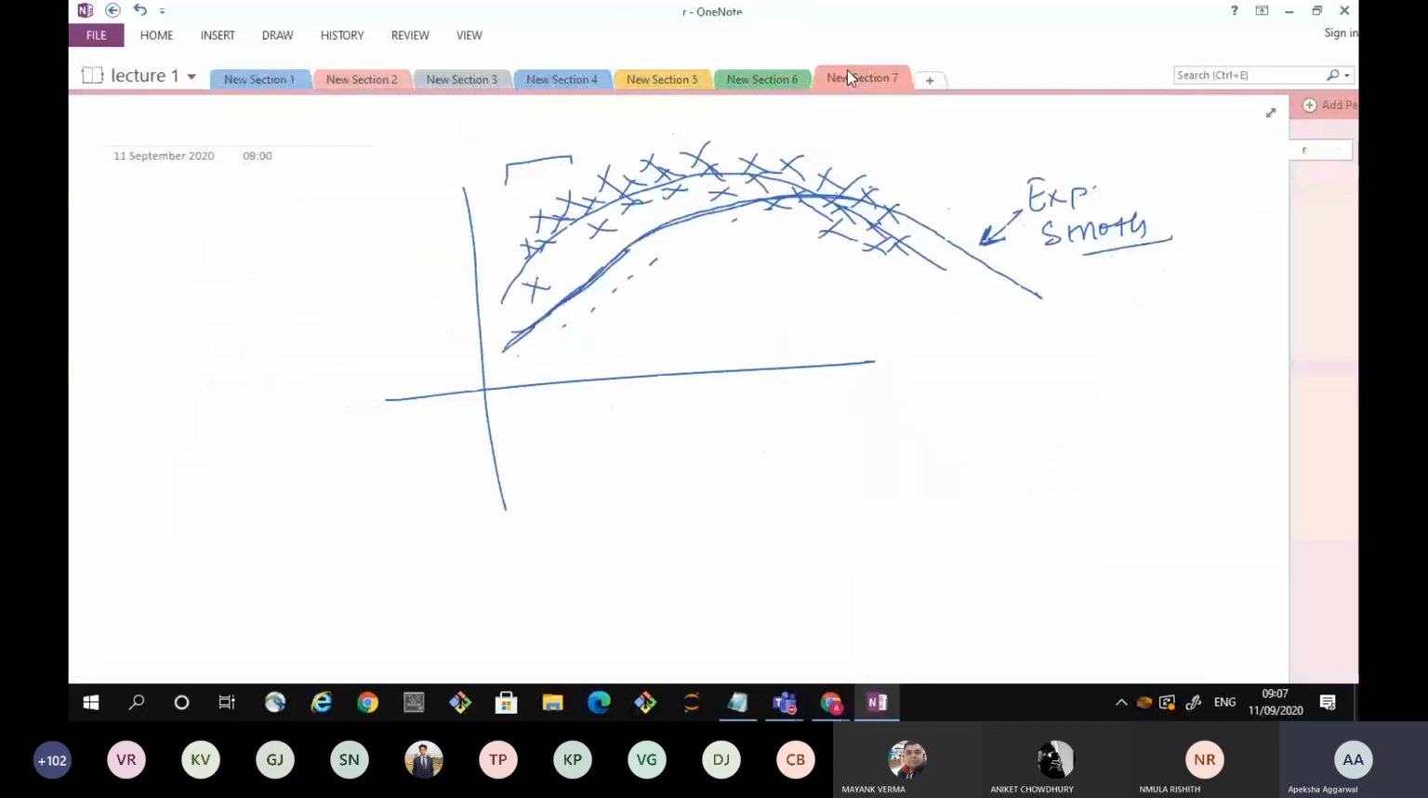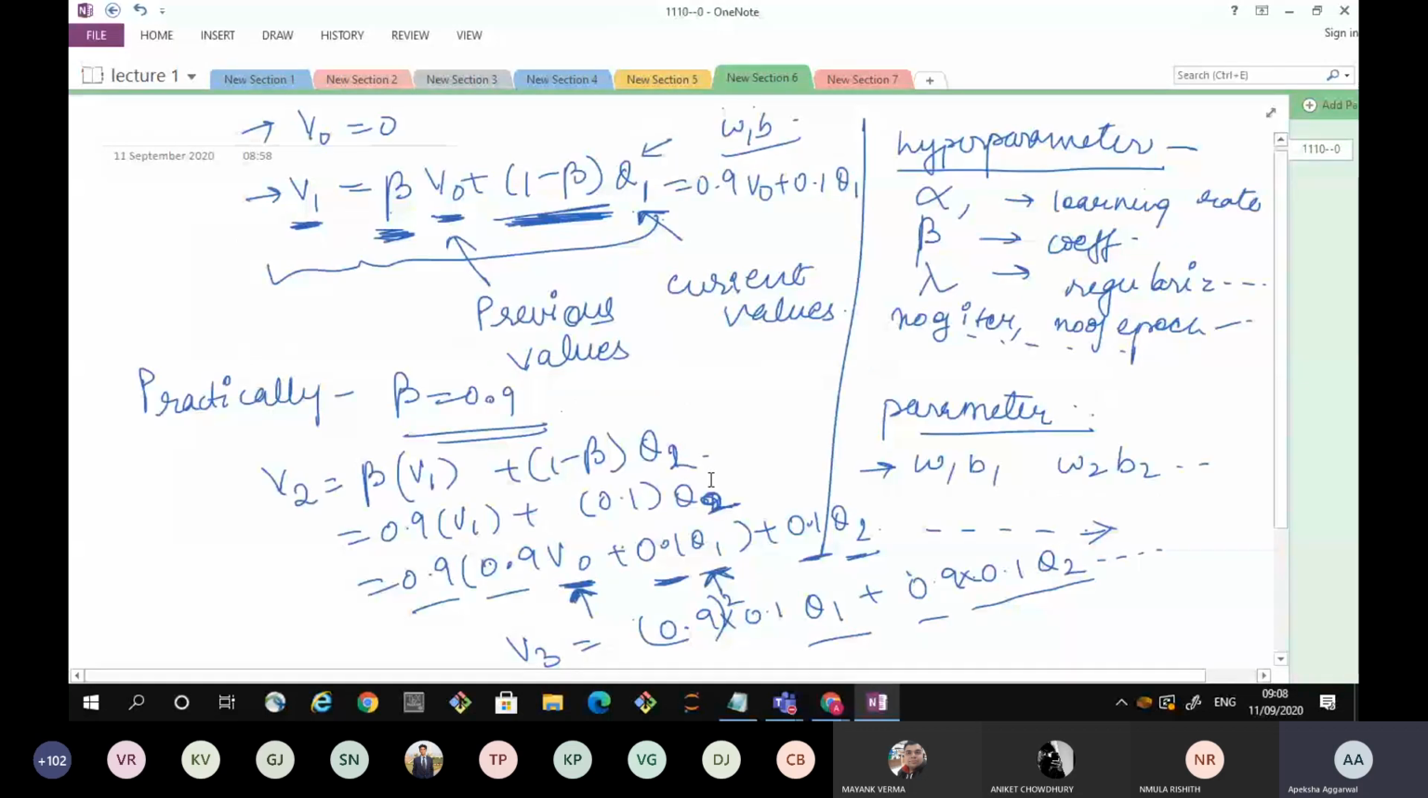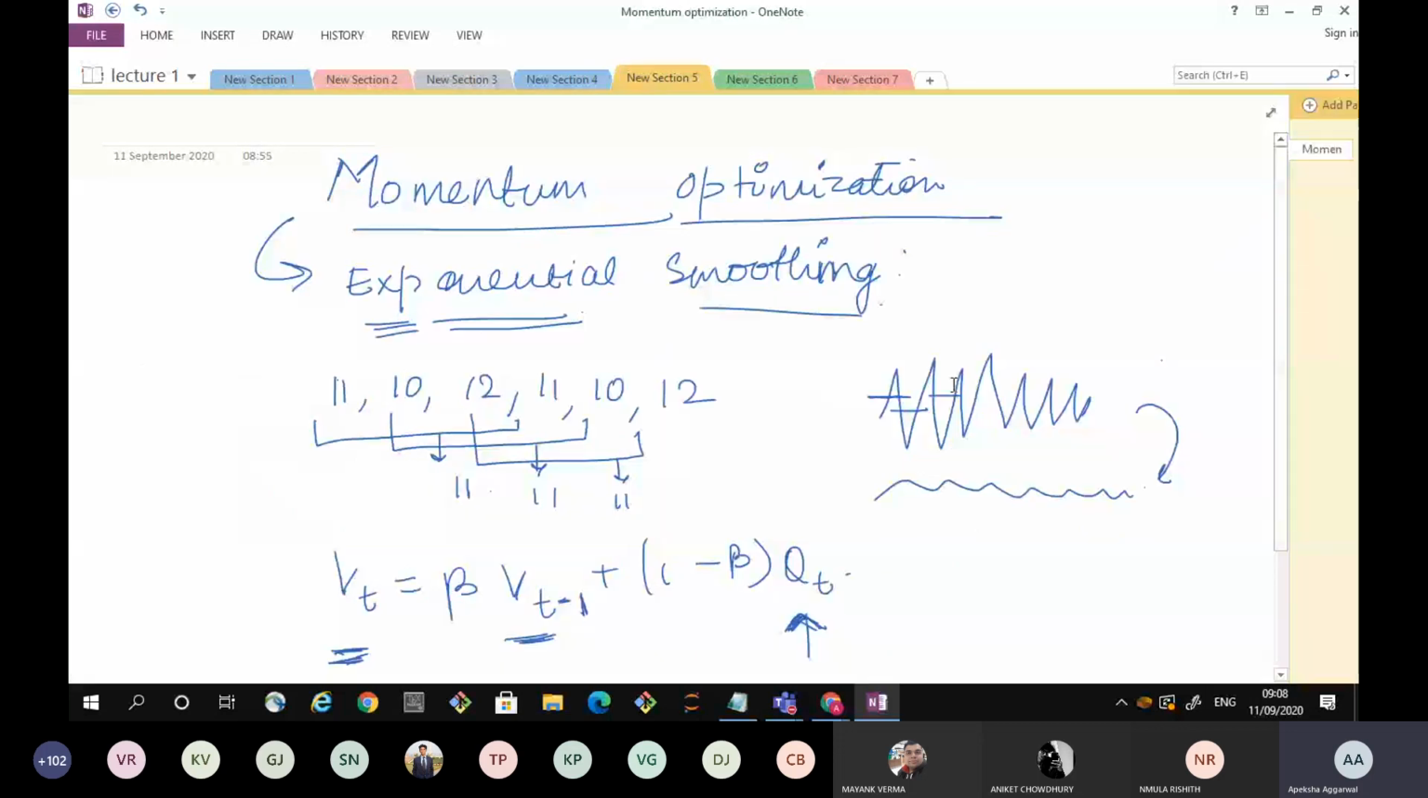So we have seen that exponential smoothing is required. In the previous stochastic gradient descent, what was the problem? The gradient was oscillating so much. So what if I smooth this whole way it is traveling from one point to another? What if I smooth this curve? So for this we use exponential smoothing.